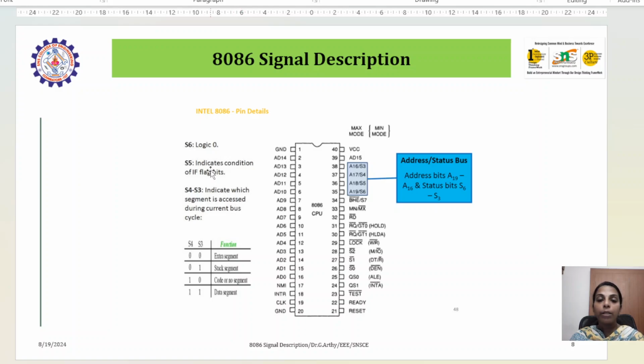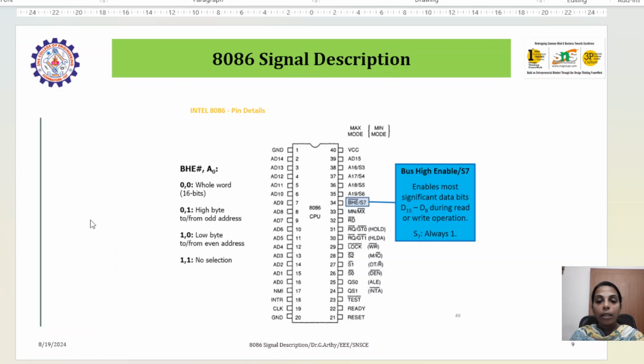And if you see, the other S6 will be in logic 0 and S5 indicates the condition of the interrupt flag bits. Then another pin 34 is bus high enable, which enables the most significant data bits during read or write operation. So when you see here A0, what is the function here?